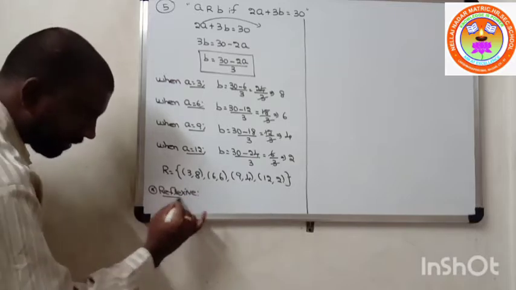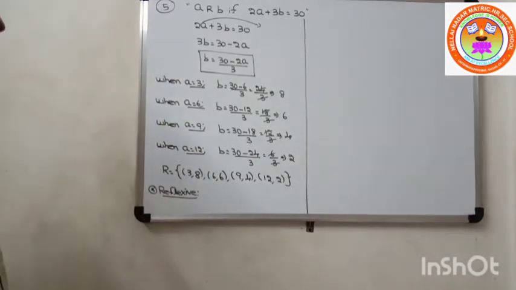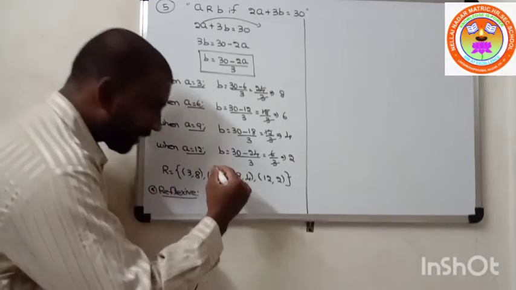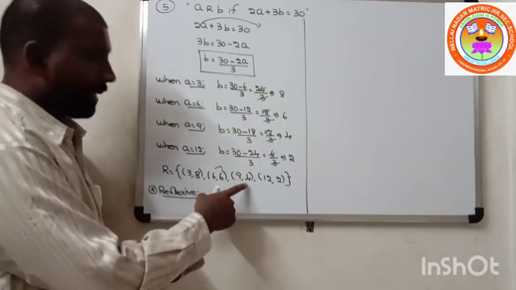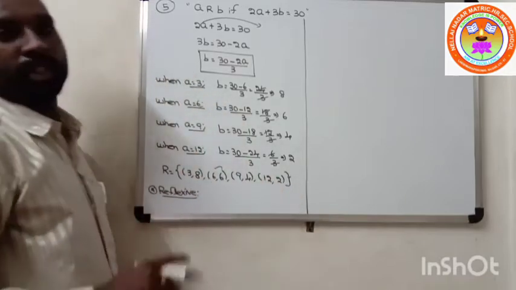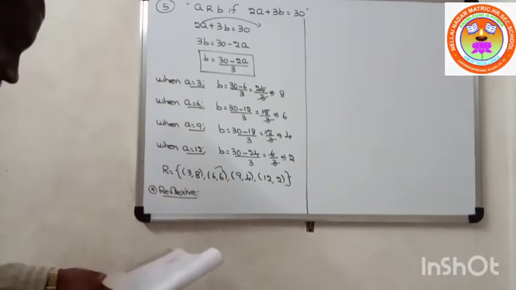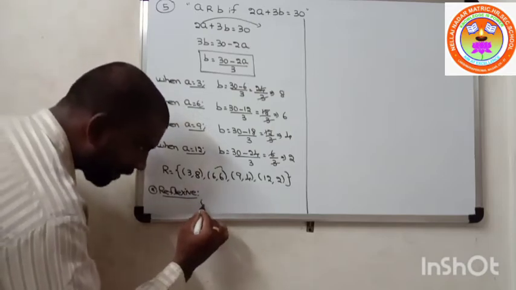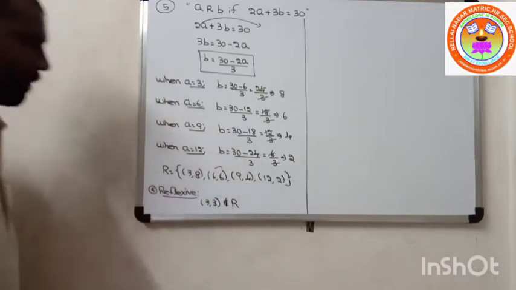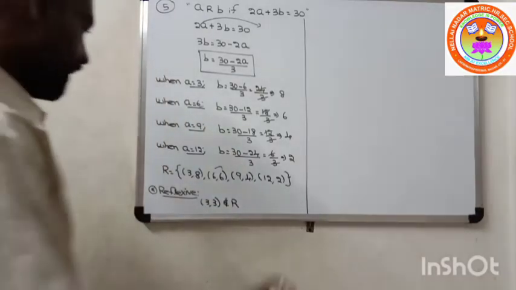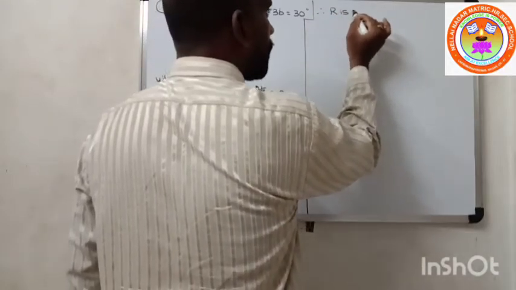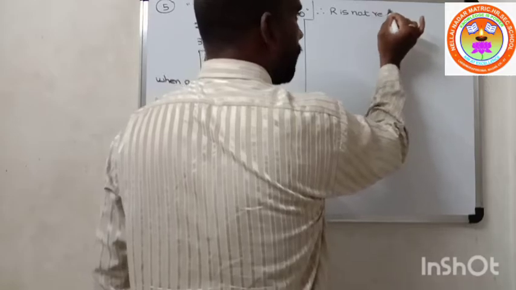First one is reflexive. Reflexive means A related A. 3, 3 is not given. 6, 6 is given. 9, 9 is not given. 12, 12 is not given. For all the conditions satisfied, then only it is reflexive. So 3, 3 does not belong to R. Therefore, R is not reflexive.